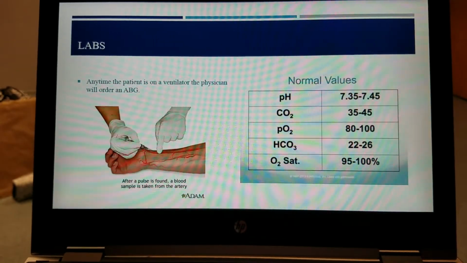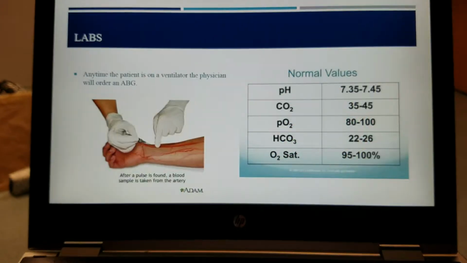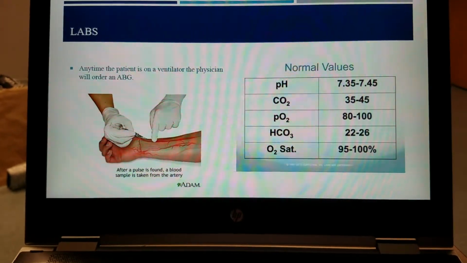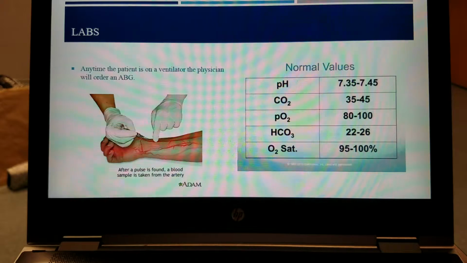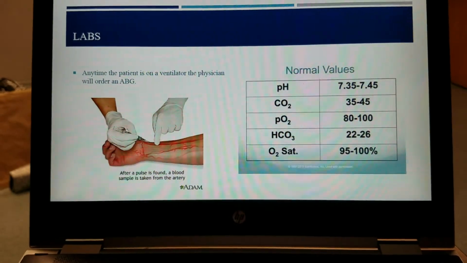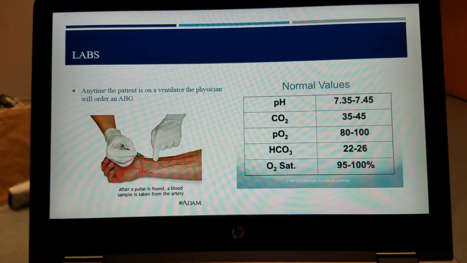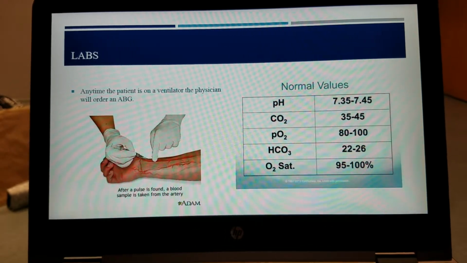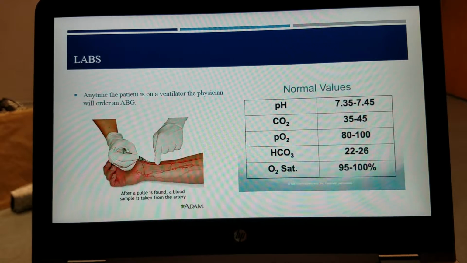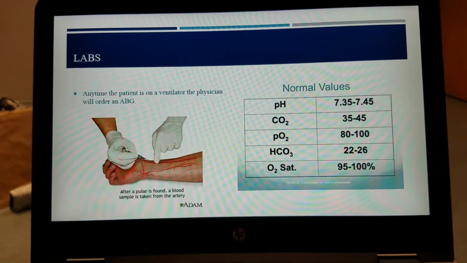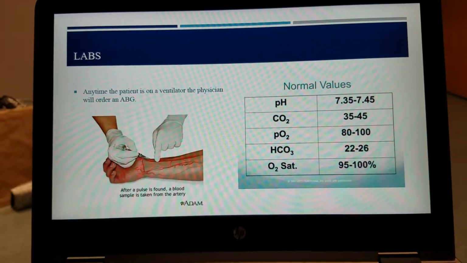So for the labs, anytime a patient is on a ventilator, the physician will order an ABG, and the normal values are: the pH is 7.35 to 7.45, CO2 is 35 to 45, O2 is 80 to 100, HCO3 is 22 to 26, and the O2 sat is 95 to 100%.